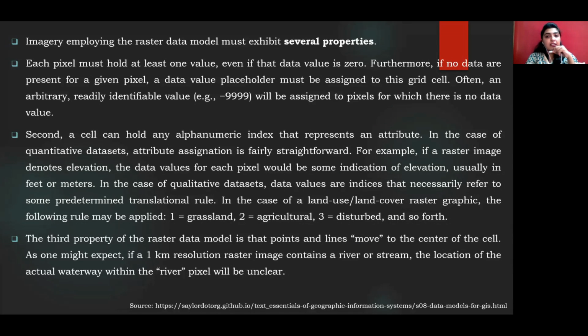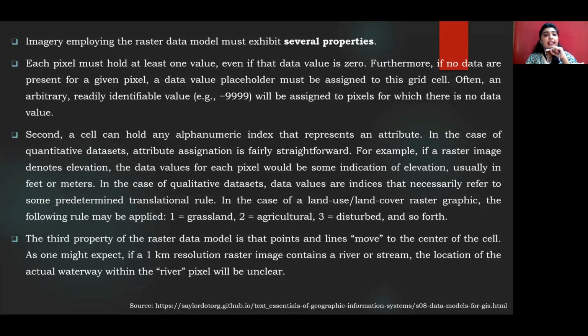Imagery employing the raster data model must exhibit several properties. What are these properties? The first property is each pixel must hold at least one value. Even if that value is 0 it is fine, but that value has to be there. As we said earlier, there are four features all having different reflective values. What will happen? The average of that value will be taken, but there has to be a value.